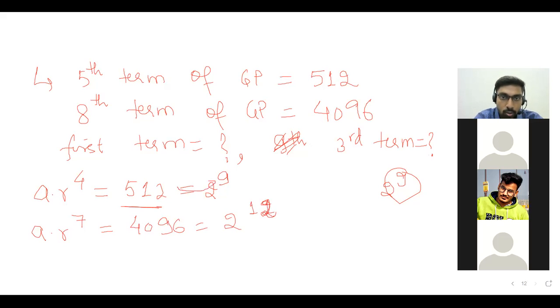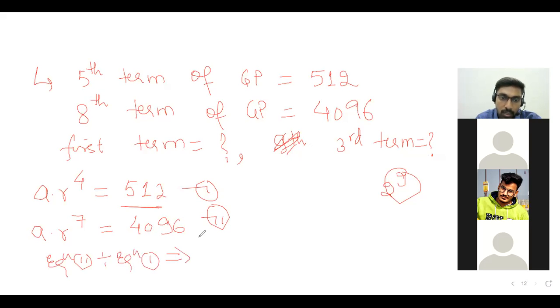Is this clear? Basically a into r to the power 4 equals 512, a into r to the power 7 equals 4096. Is it clear or not? Clear, sir. Okay, so this will be equation 1 and this will be equation 2. Now you have to calculate the value of a and r. So how will you proceed? Just divide equation 2 by equation 1. What will you get? Just see here.